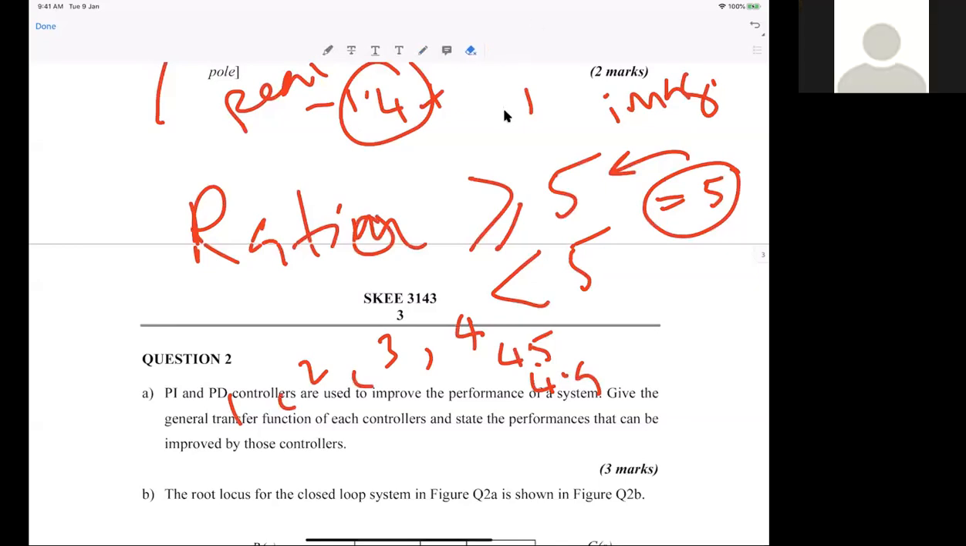Fahmi, send a question. So, what is the question? Kan dia suruh cari K untuk gain 22 dB. Yang 52 minus 22 tu. Saya nak tanya, 52 tu dapat from mana? 52 minus 22 is 30.